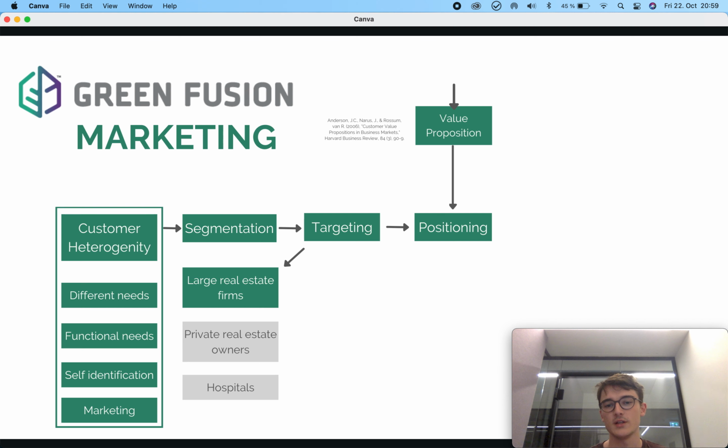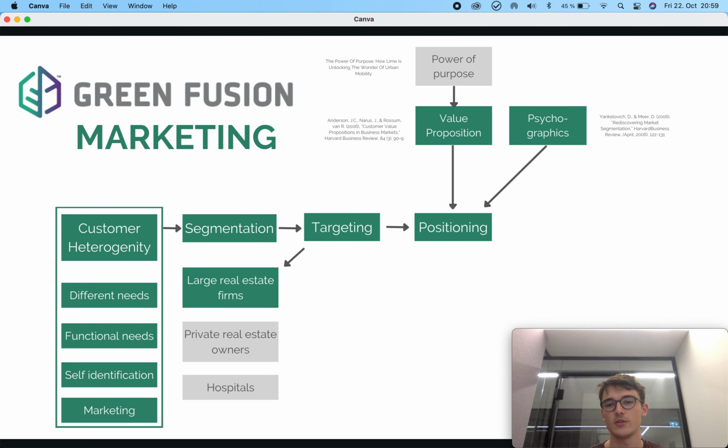Another really important aspect of positioning are psychographics. Psychographics are rather difficult to define for a company such as Green Fusion because your customers are businesses and therefore they don't really have psychographics, but at the same time they do because they're people making the decisions of purchasing the software that you're marketing to.